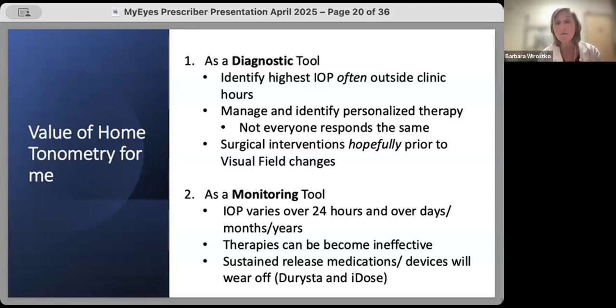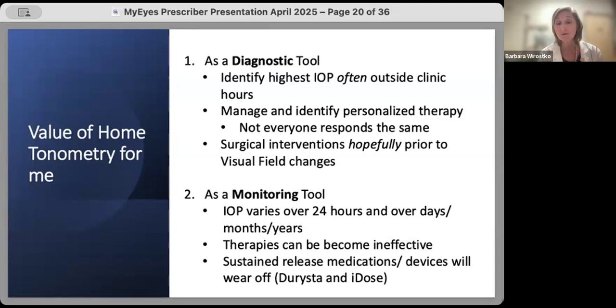The other thing too is a monitoring tool. And I think this is where it really comes down to glaucoma is a chronic disease. It doesn't go away. Drops can fail. Sustained release can stop working. Surgeries can fail. And how do we really know when our therapies that we're using wax and wane and stop being effective? It's a bit of a guesstimate. We say, oh, everything looks good, come back in 3 months.